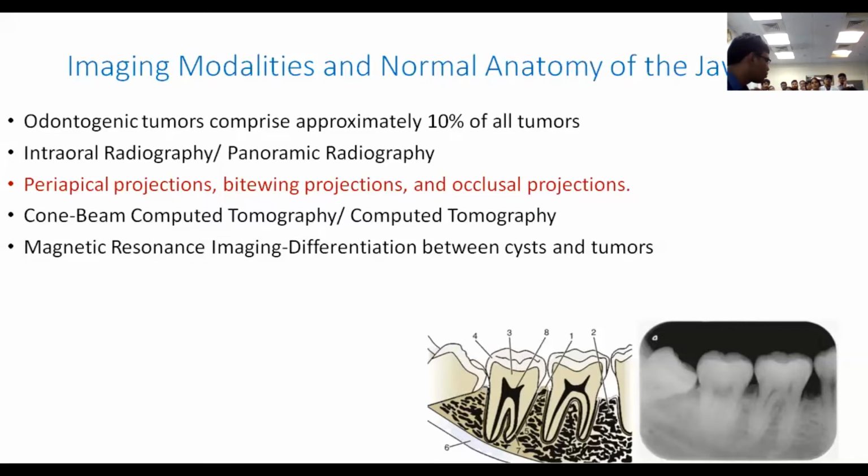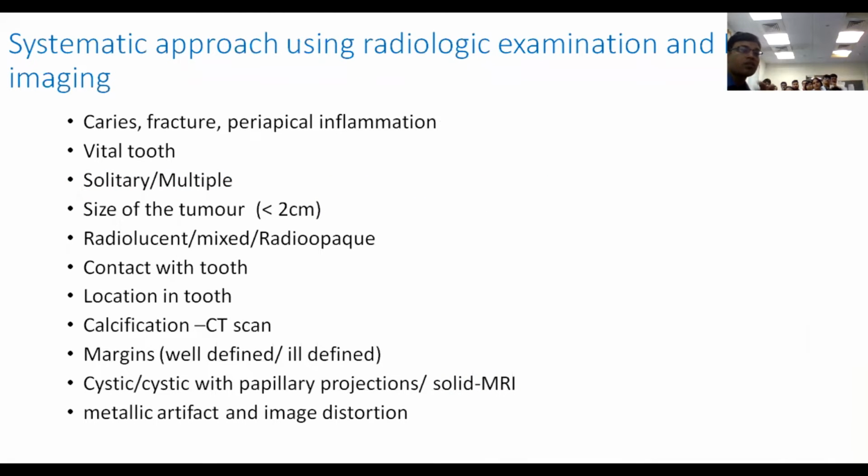The rest of the whole of the tumors are asymptomatic. Caries is the only one presenting with the symptoms. So the rest are mostly asymptomatic. So that's how we will approach these lesions. So this is actually important.